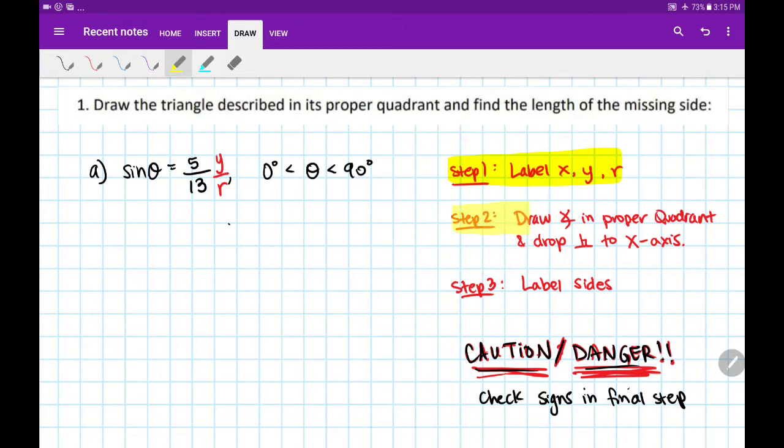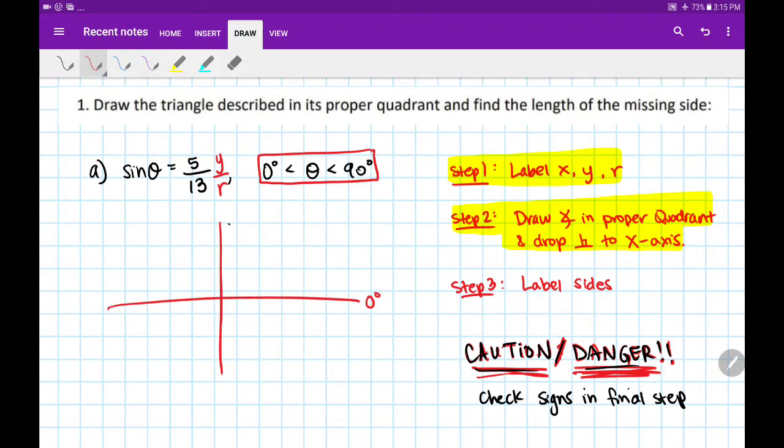Now we're going to draw this in the proper quadrant. So this is going to tell you which quadrant we're in. If I'm between 0 degrees and 90 degrees, that means I'm going to be here in quadrant 1. So I'm going to be somewhere in this quadrant, and then immediately drop the perpendicular to the x-axis. That's what this is saying. Drop the perpendicular to the x-axis. Never to the y.